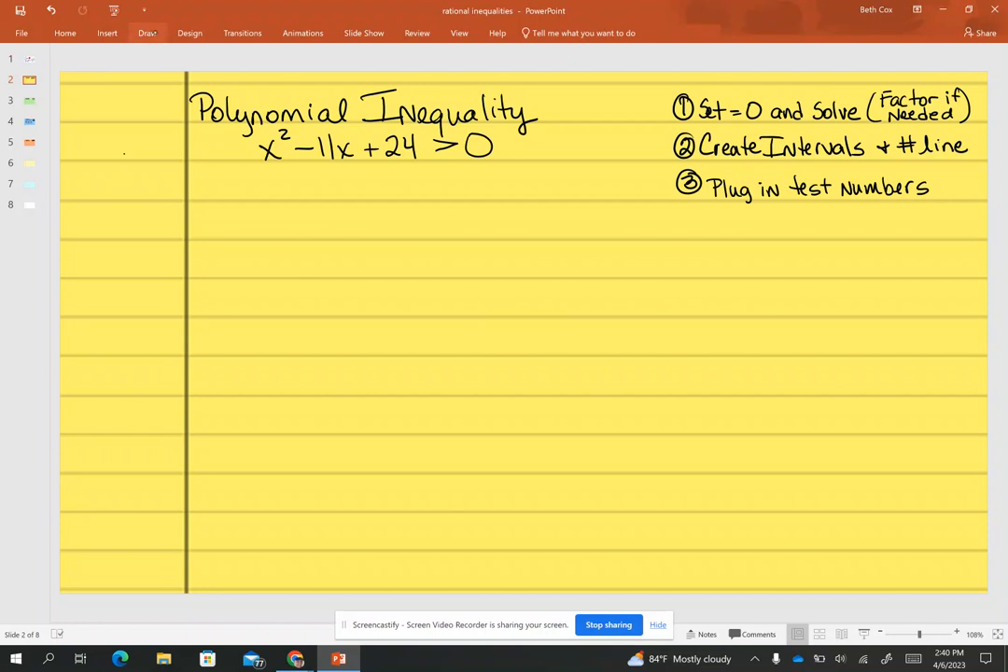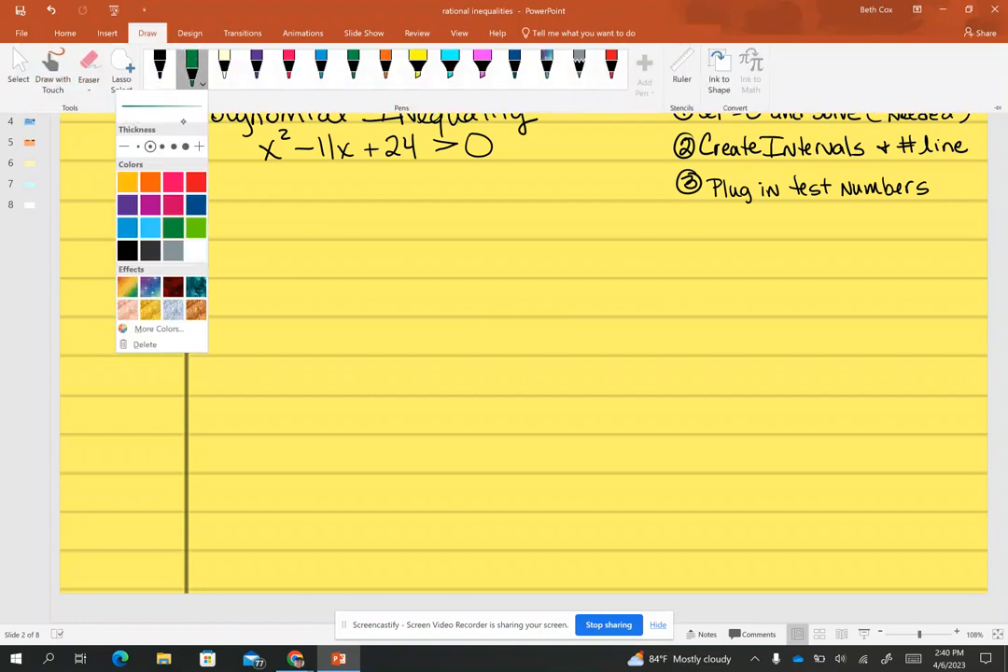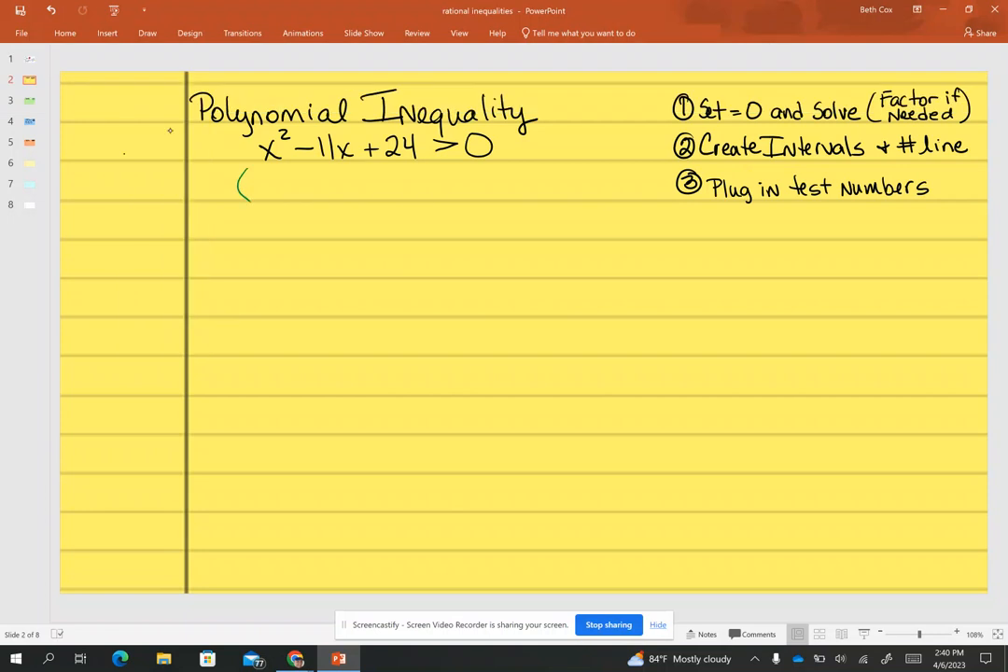So let's get started. I'm going to factor this first, and this is going to factor into x minus 8 and x minus 3. And so x equals 8 and x equals 3. Well, let's go ahead and mark it out. x minus 8 equals 0 means x is equal to 8, and x minus 3 equals 0, x is equal to 3. Okay, so these are my numbers. These are the numbers that equal 0.